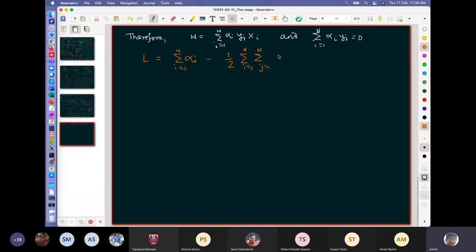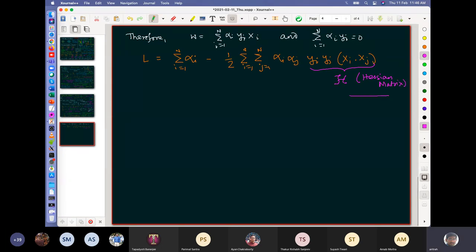j equal to 1 to n. I have alpha i, alpha j, yi, yj, xi dot xj. Now, what I'm saying is that I will try to keep this in a matrix, which is often called a Hessian matrix.